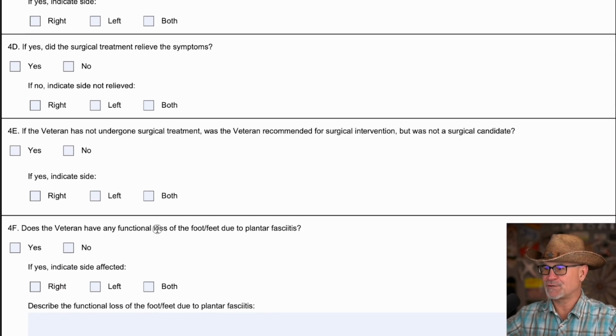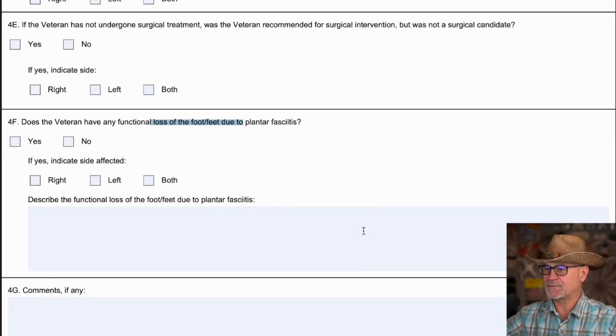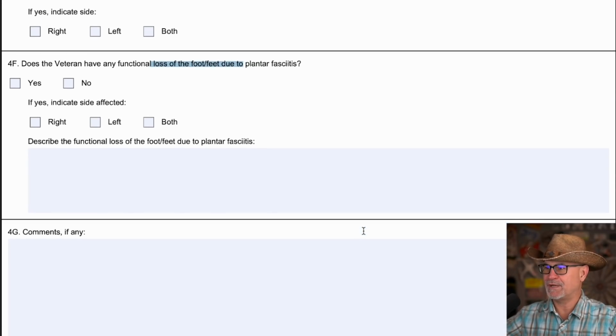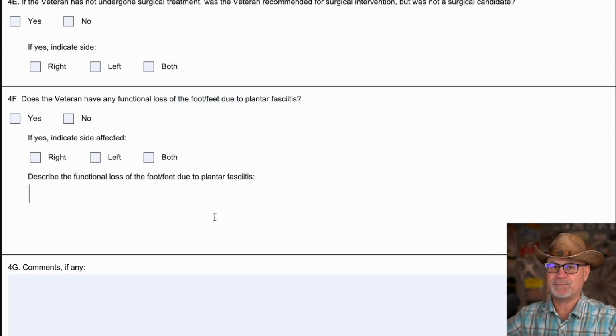Do you have functional loss due to plantar fasciitis? And there's going to be a comment section. Describe the functional loss. So it's all about frequency, duration, and severity of your plantar fasciitis symptoms. And then, of course, if you have other foot conditions, those are all going to be picked up in here as well.